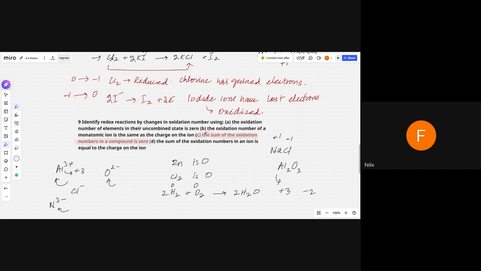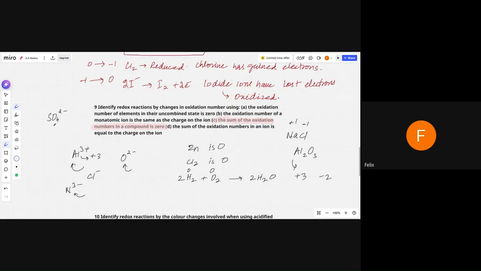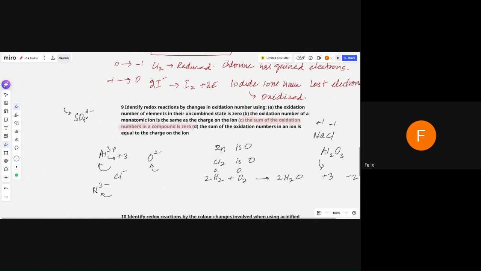The sum of the oxidation numbers in an ion is equal to the charge on the ion. So for example, if we have SO4 2 negative, what will be the oxidation state of sulfur in this ion? The sum will be -2. Sulfur's oxidation number we don't know, so I write X, plus oxygen, which is in group 6, so it is always -2. But we have 4 oxygen atoms, so I multiply that by 4 and get -8. So X plus -8 must equal -2.